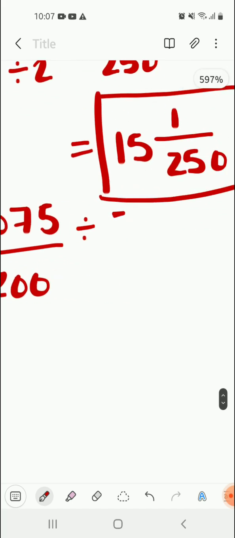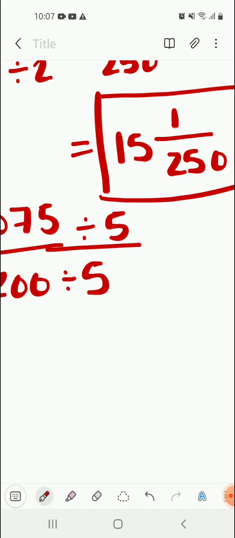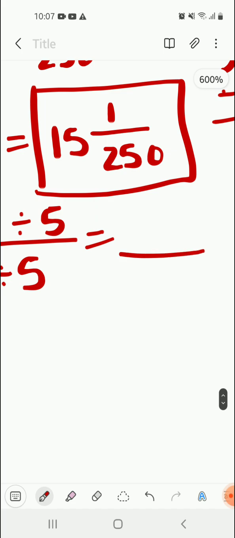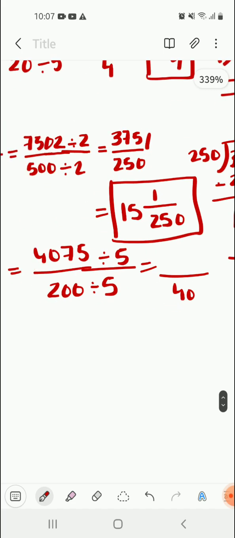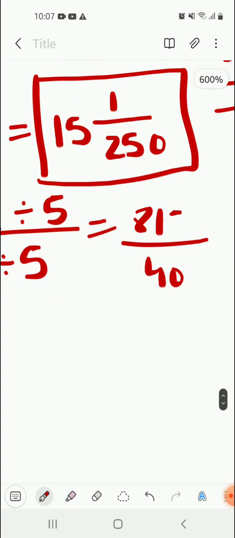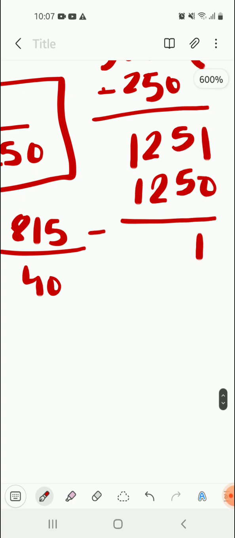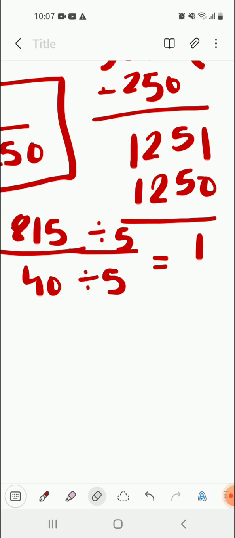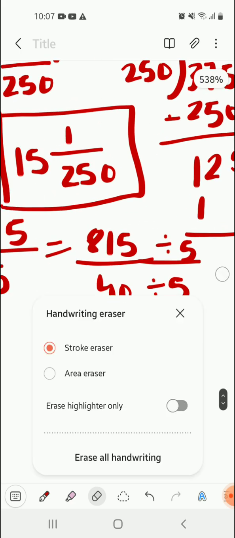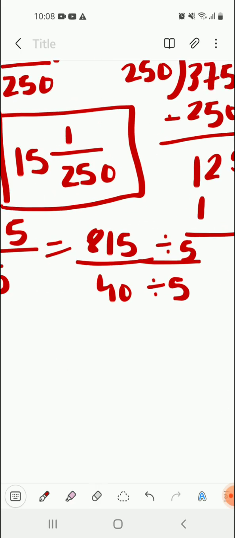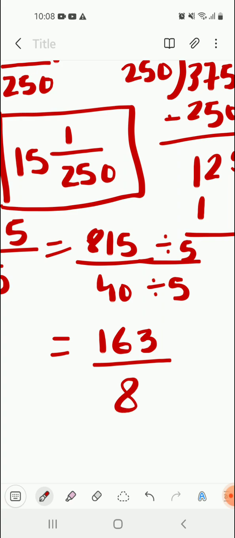Again, it's possible for us to divide the number with 5. So dividing 200 with 5, we get 40, and dividing 4075 with 5, we get 815. Again, possible for us to divide both with 5, so let's do it. Divided by 5 and divided by 5. We'll write it down here. 815 divided by 5, we get 163. 40 divided by 5, we get 8.